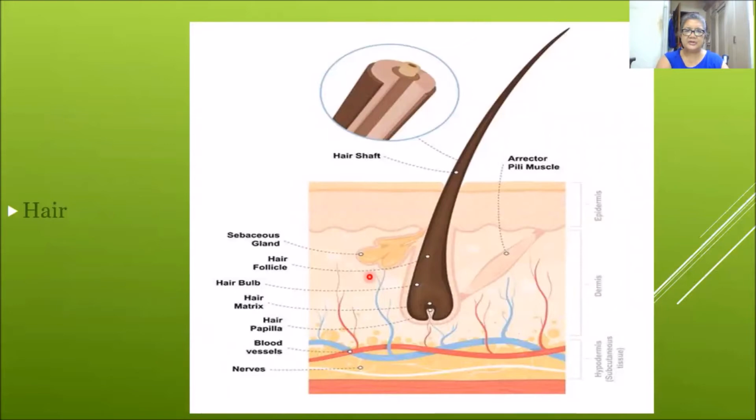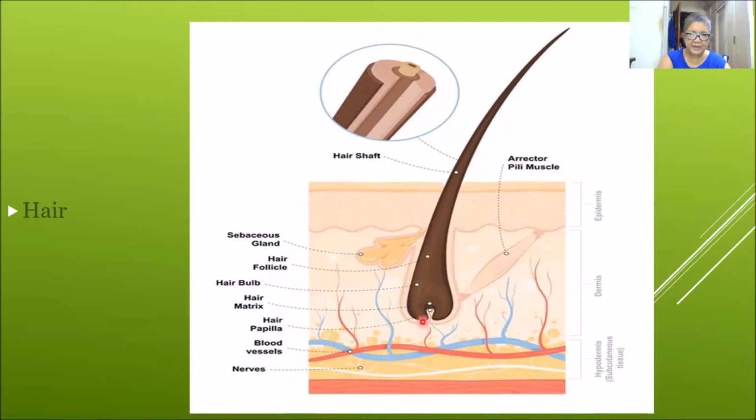So this is the hair. You have the hair shaft here, which is seen outside and goes out of the dermis and epidermis. What is embedded is your hair follicle. This one is the hair follicle, what is seen on the inside of the epidermis or the integumentary system.